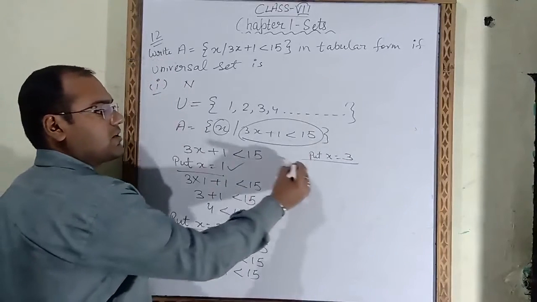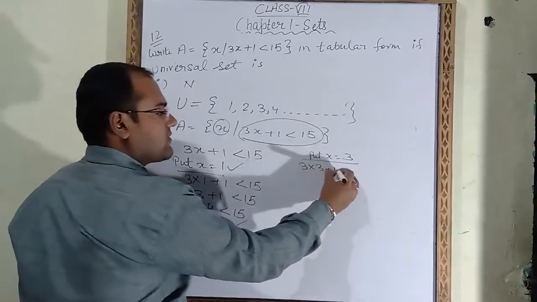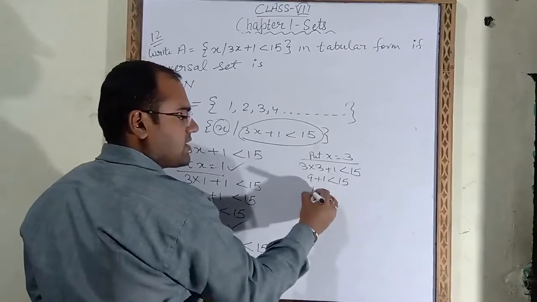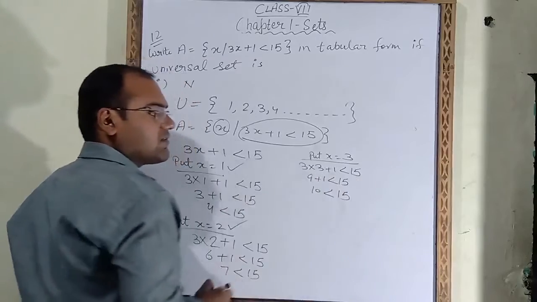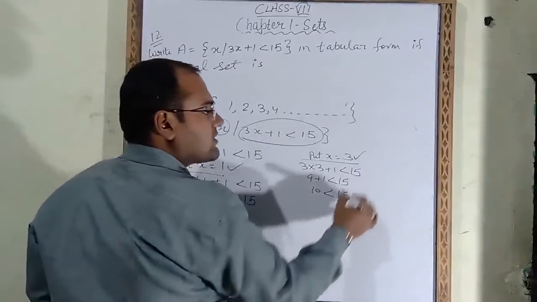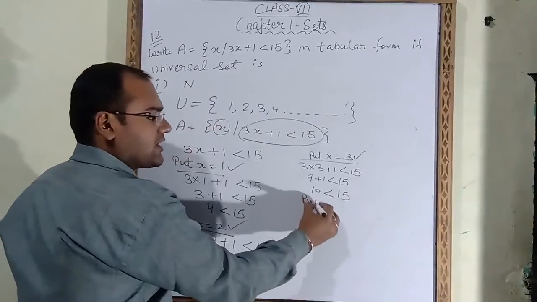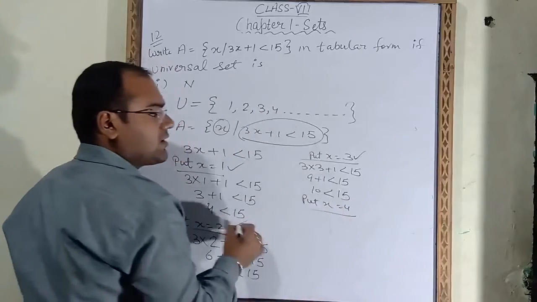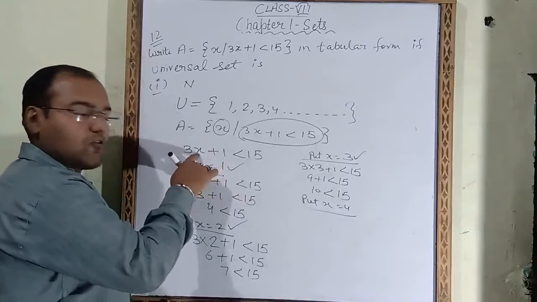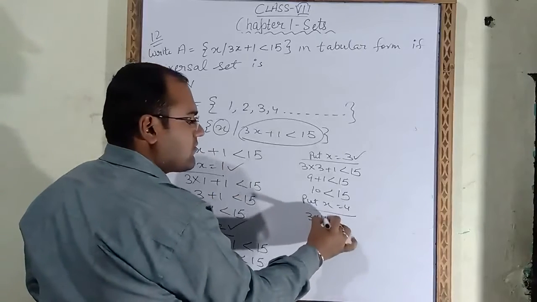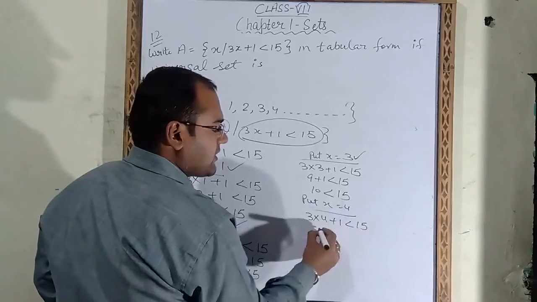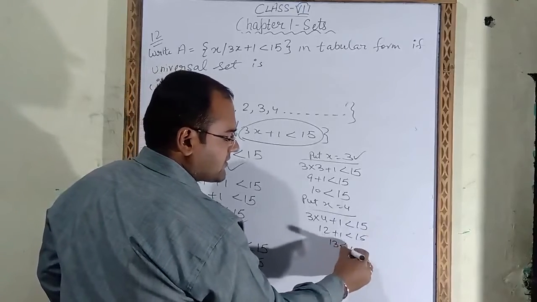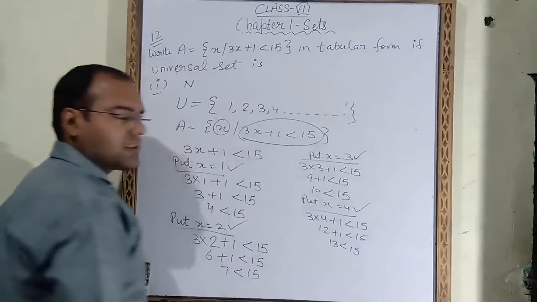So here we will put 3. 3 into 3 plus 1 is less than 15. 9 plus 1 is less than 15. 10 is less than 15. This is also correct. So x is equal to 3 is also correct. Next value, put x is equal to 4. So here we have to put 4. 3 into 4 plus 1 is less than 15. 12 plus 1 is less than 15. 13 is less than 15. This is also correct.